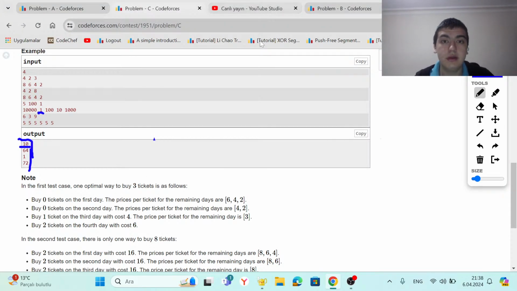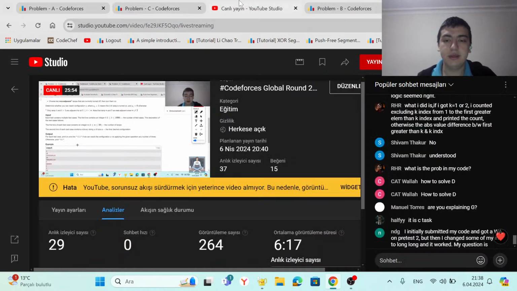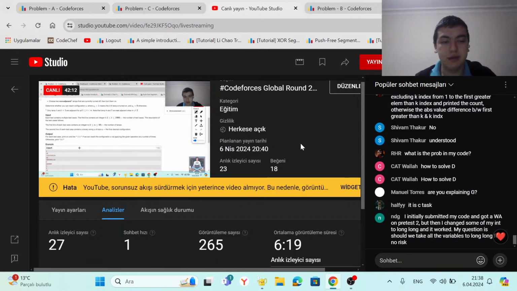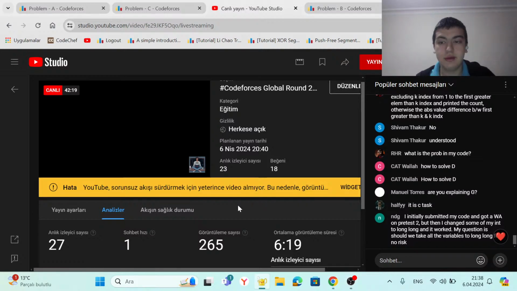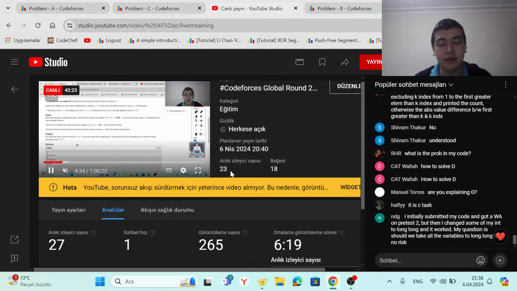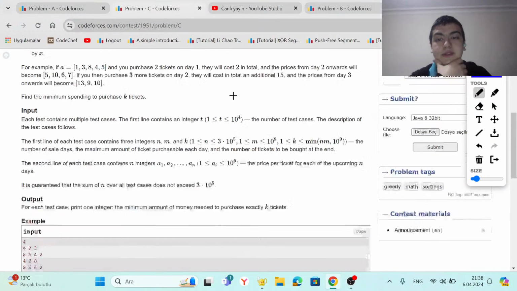This is the solution for problem C. Are there any questions on this problem? If you have any, you can ask me. This way, we have solved this problem in n log n time complexity.